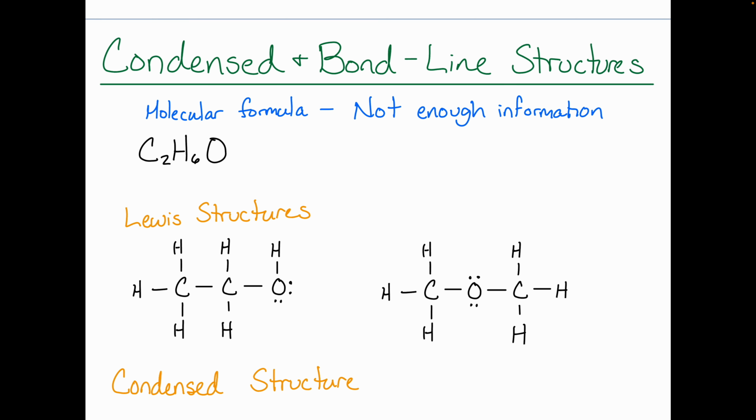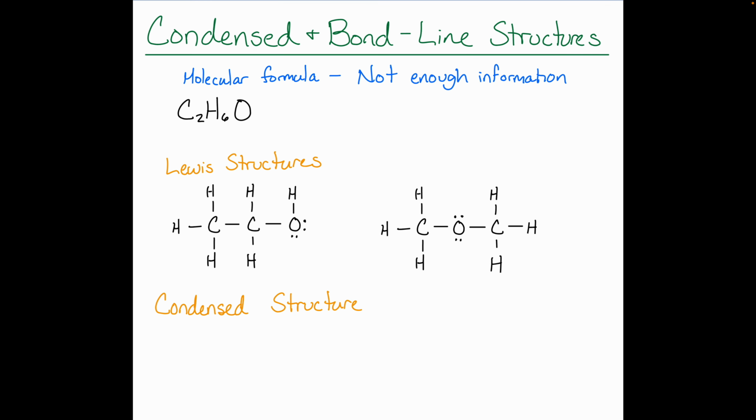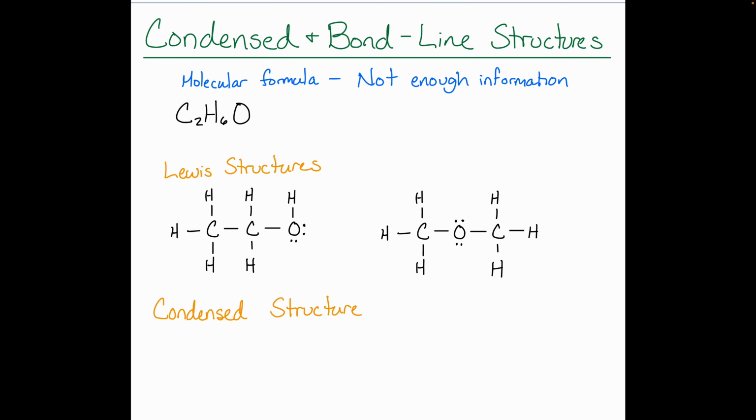All right, so the first one we're going to do is condensed structures. I'm going to put some examples down just so we can see what it is, and then we'll go over some rules about how we do our condensed structures. So for this first one here, our condensed structure would be CH3, CH2, OH.